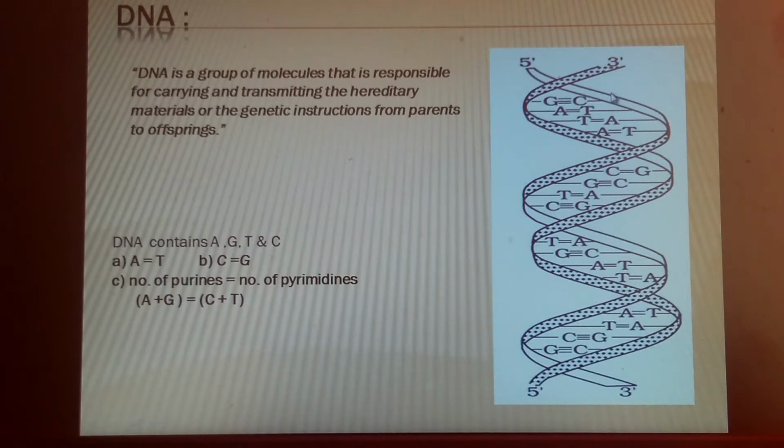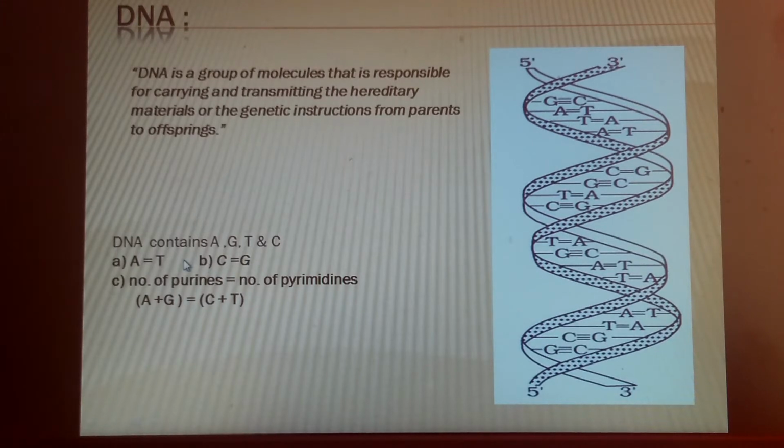So this is one strand. This is one nucleotide chain, or one polynucleotide chain actually. Likewise we have one more polynucleotide chain. We can say this is one strand of nucleic acid, and that is another strand of nucleic acid. We have two nucleic acid strands. We know that DNA contains adenine, guanine, thymine and cytosine. Adenine equals thymine. Likewise cytosine equals guanine.